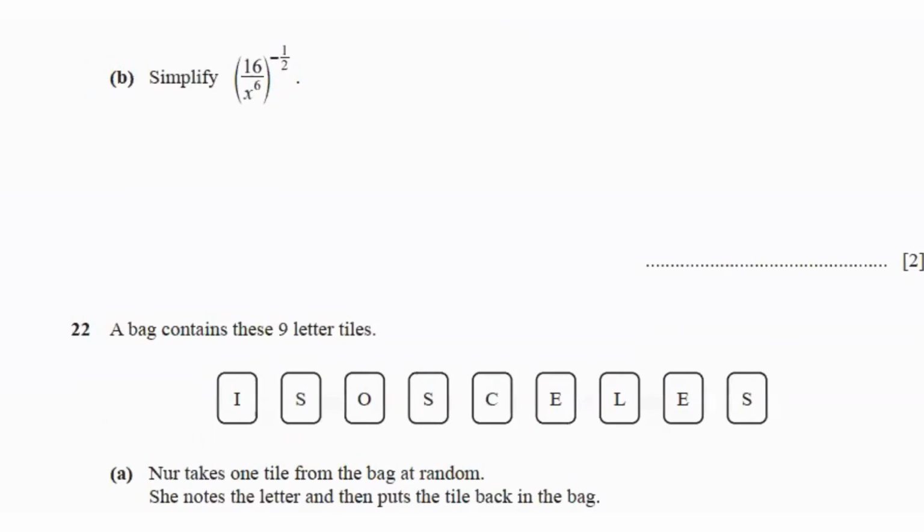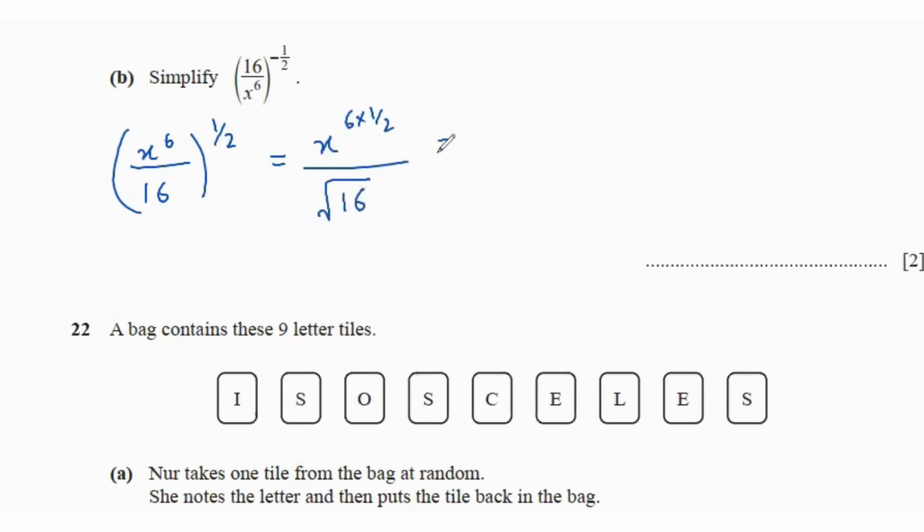Then it says simplify this. So whenever we have negative indices, what we do is we flip the fraction first to make it positive. So it's going to be x to the power of 6 over 16, whole power 1 over 2. So x to the power of 6 times 1 over 2 over square root of 16. 6 times 1 over 2 is 3, and this is 4.